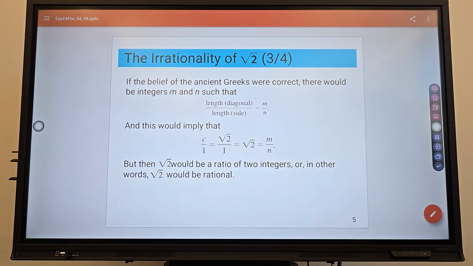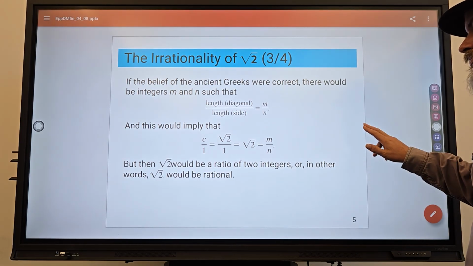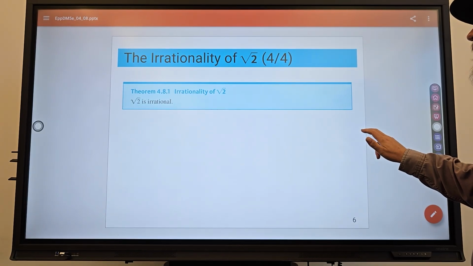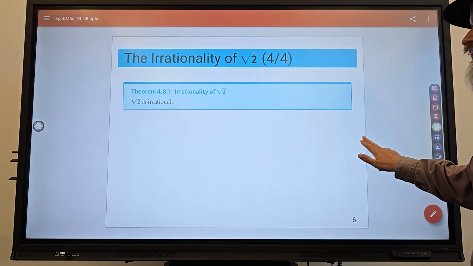And this would imply that c over 1 would equal square root of 2 over 1, and that would equal m over n. But then square root of 2 would be the ratio of two integers, or in other words, square root of 2 would be rational. And we know it's not rational. So square root of 2 is irrational.